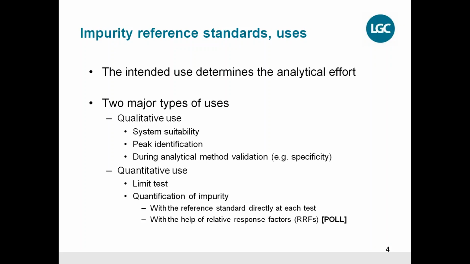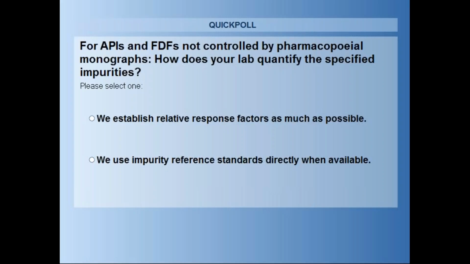You see that I have written poll here, and at this point I would like to ask you a question. I have prepared two polls, and I would like to show you the first poll now, which is for APIs and finished dosage forms that are not controlled by a pharmacopeial monograph. How do you quantify your impurities? Do you use the help of a reference standard, or do you work with relative response factors? Please vote. That would be great if you can do that. I can see that already 30% have voted. We are now at 40%. That's great.